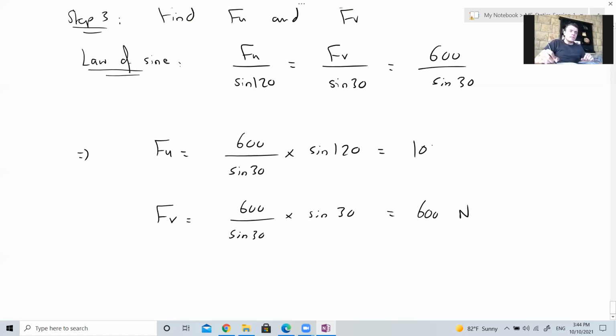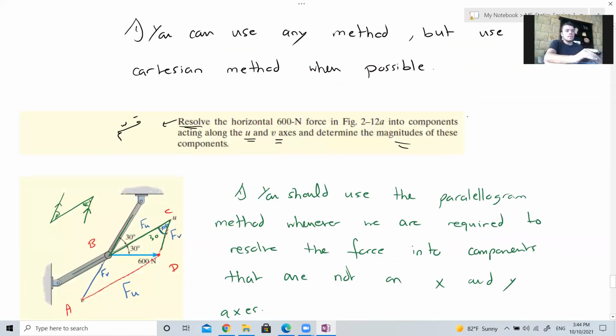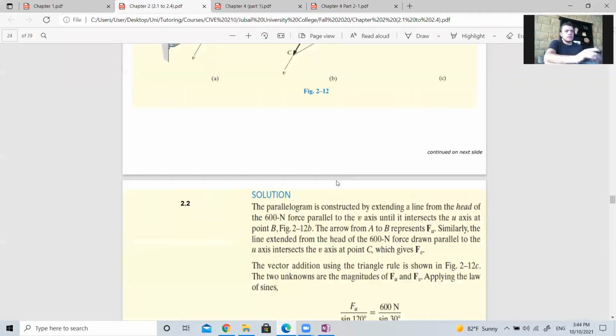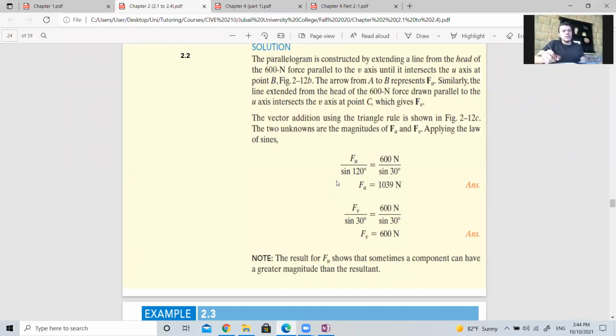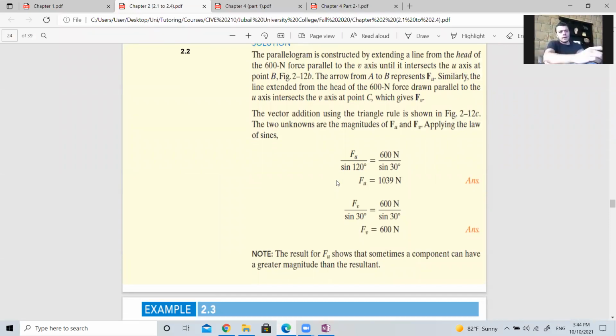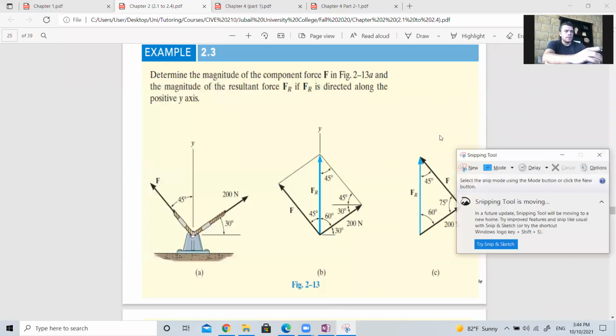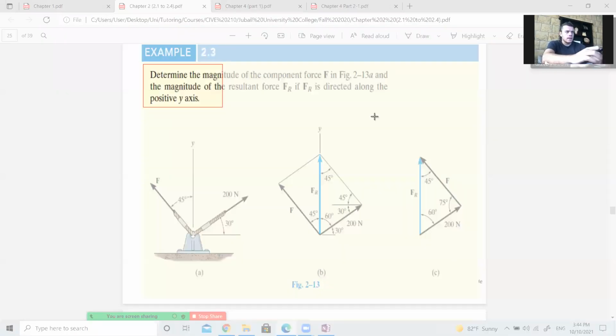هيدي بتطلع 1039 نيوتن. Okay. And this would be the answer. 1039. Yes. مفهوم؟ Yes. جدا مفهوم. Clear. تمام. نكفي على هيدي الاكزامبل.